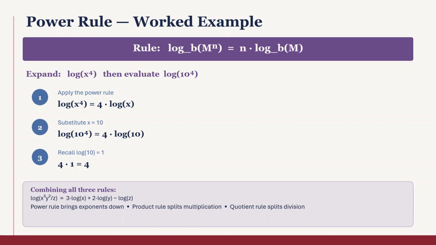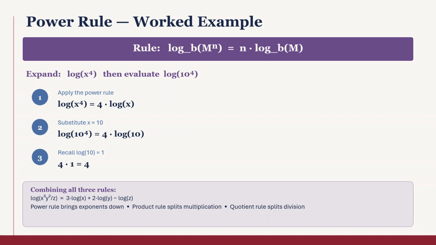Step 2. Evaluate the inner log. Log base 5 of 125. Since 5 cubed is 125, this equals 3. Step 3. Multiply. 4 times 3 equals 12. Verify: 125 to the 4th is 5 to the 12th, so log base 5 of 5 to the 12th equals 12. Confirmed.